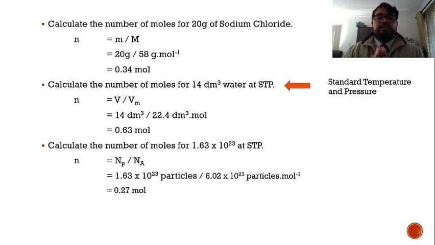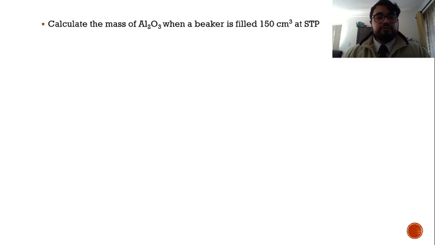What I mean by that is that number of moles equals mass over molar mass, and from that we can also find our volume and vice versa. So I can give you volume figures and ask you to calculate the mass of the substance, which is an example that we have here. The mass of aluminium oxide. The question asks, calculate the mass of aluminium oxide when a beaker is filled to 150 centimeter cube at STP.